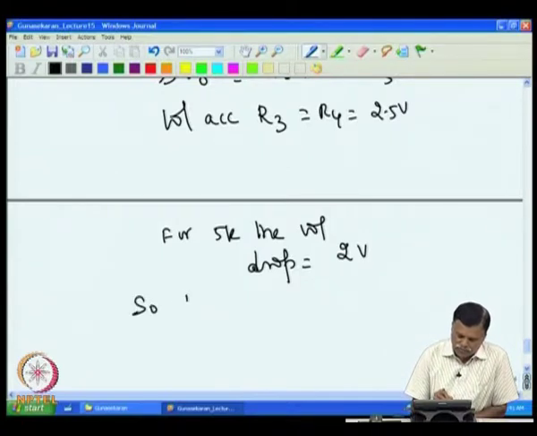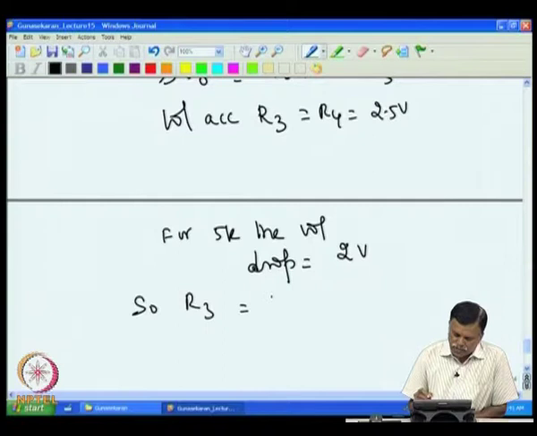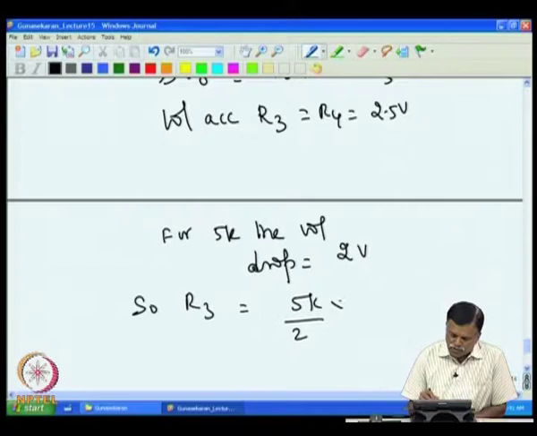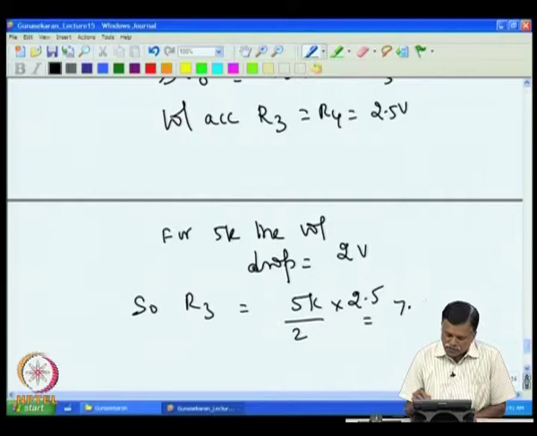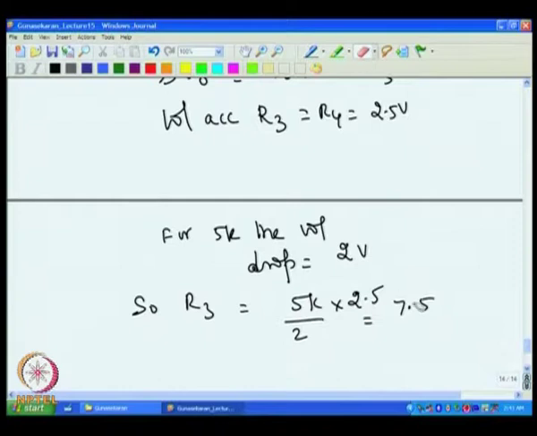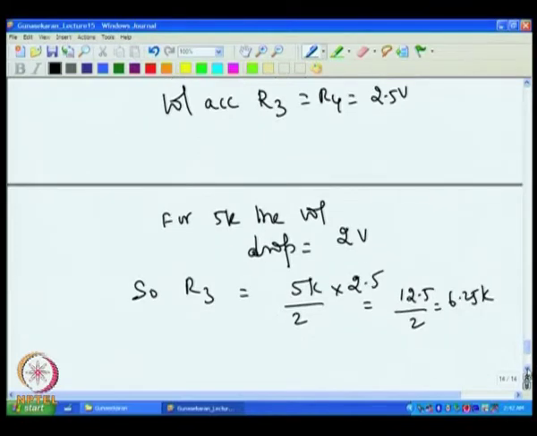So, R3 will be 5K divided by 2 into 2.5, that comes out to be, no sorry, 12.5. That will be 12.5 divided by 2, that is 6.25 K. So, we need R3 is equal to R4, 6.25 K.